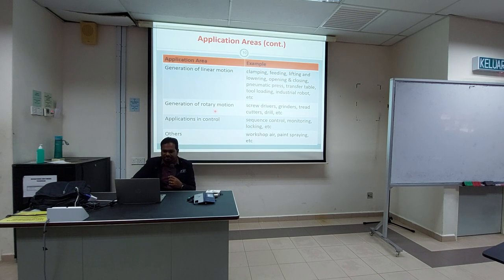So linear adalah pergerakan in one way or two ways. Okay, but it's a straight. Straight macam clamping, feeding, lifting, lowering, opening, closing. So pneumatic press, okay, transfer table, tool loading, industrial robot. Kalau you pergi ke industri, you akan tengok industrial robot. So industrial robot will be there. Okay, hari tu pun kita tengok dalam video mini beer. Ada industrial robot. Okay, kalau ada peluang kita akan tengok lah bulan 4 ni. Okay, the real. Kita dalam lab pun ada. Industrial robot kita ada yang besar.